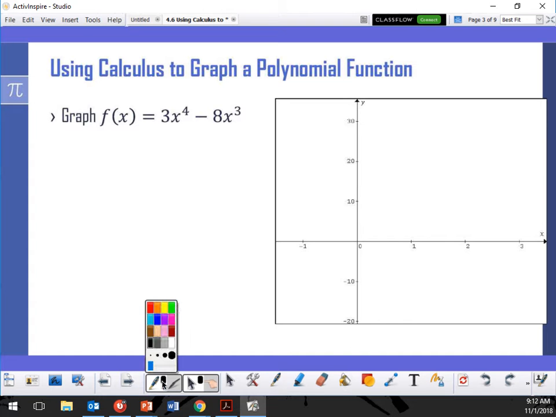So next thing, let's go through and find the first derivative. So f prime of x is 12x cubed minus 24x squared, right?